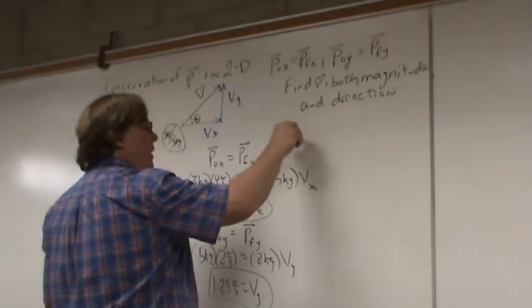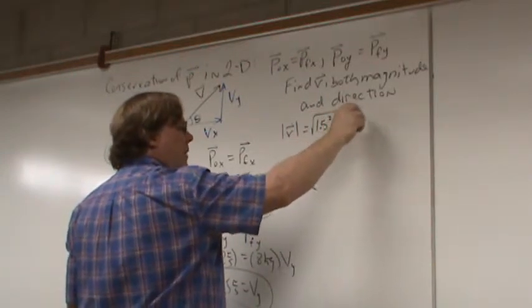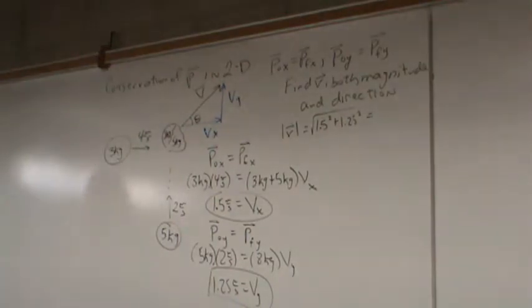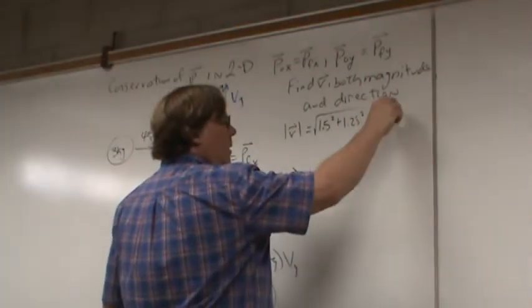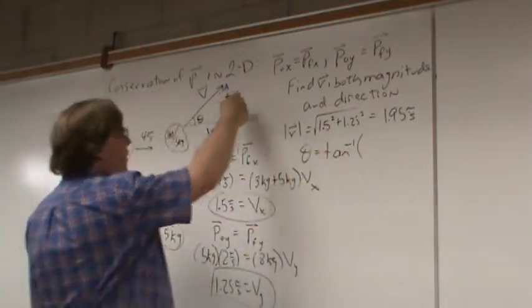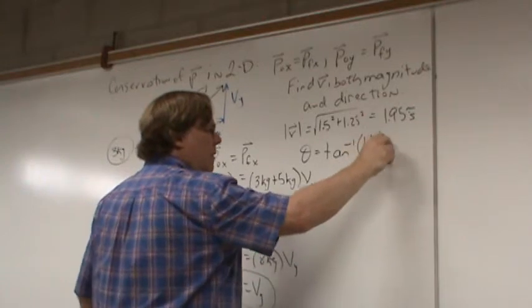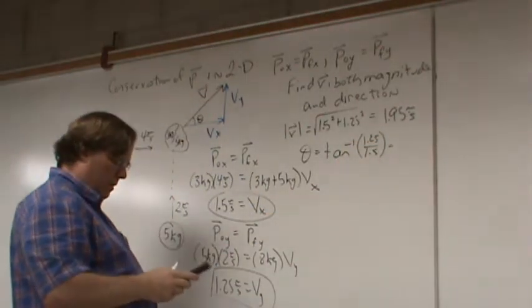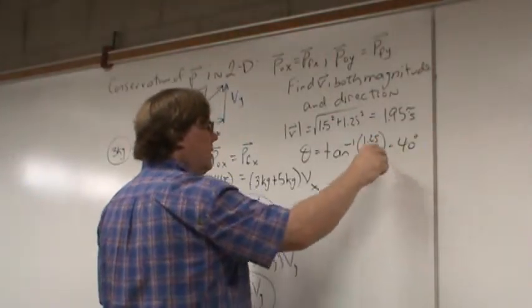The magnitude of V is going to be the square root of 1.5 squared plus 1.25 squared, which ends up being 1.95. And the angle theta is going to be the inverse tangent of the Vy over Vx. So it'll be 1.25 over 1.5, which is about 40 degrees. And there we go.